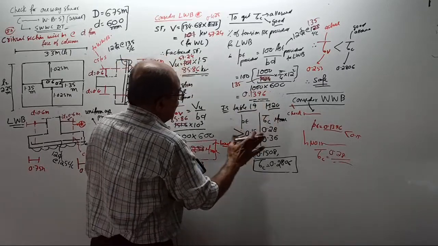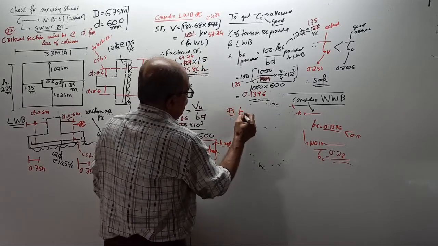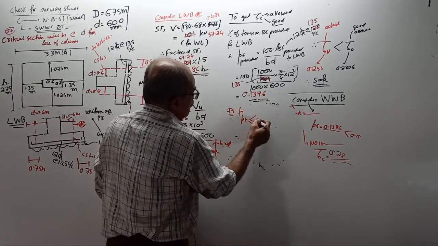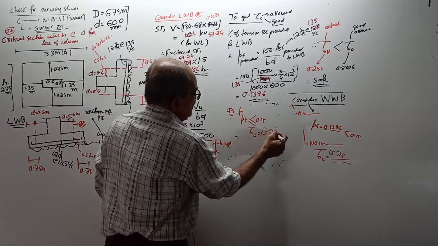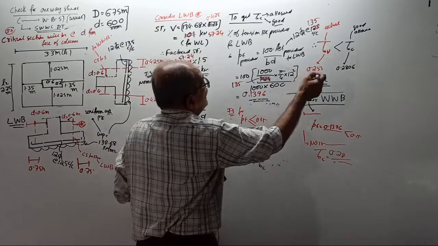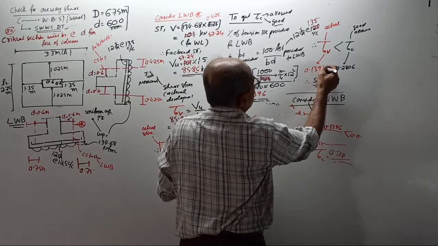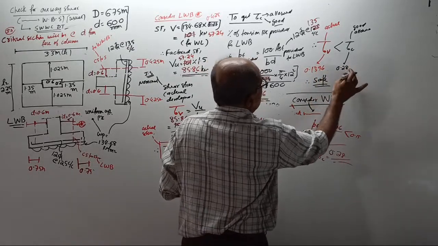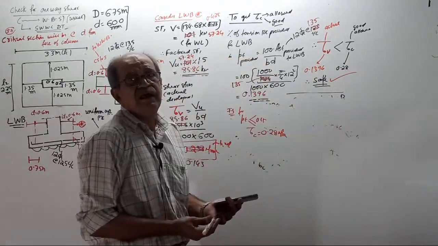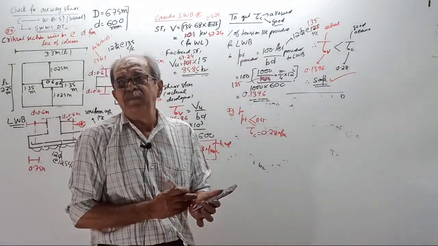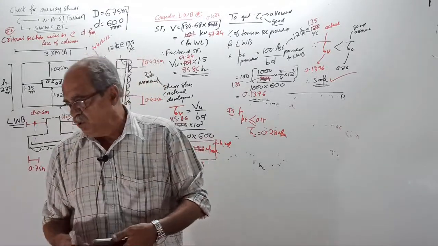Therefore, no table. Why? Directly write as per IS code: for PT less than or equal to 0.15, tau c is directly equal to 0.28 Newton per mm square. Therefore, tau v is 0.1396, tau c is 0.28, therefore safe. Over. Fully clear?